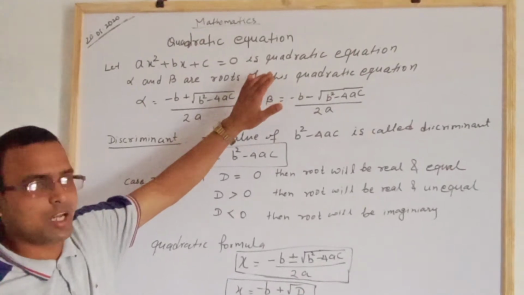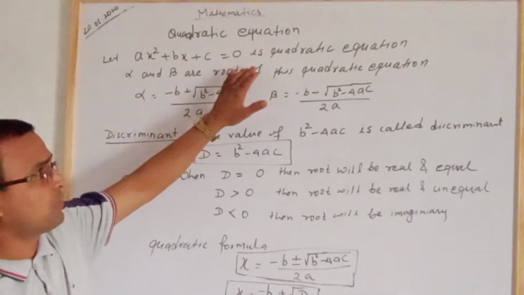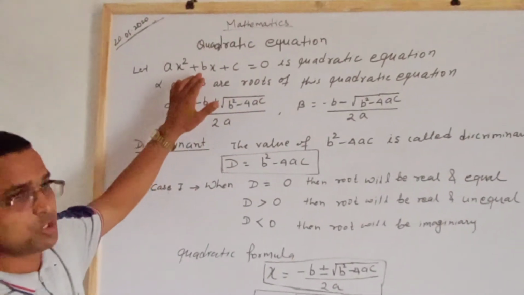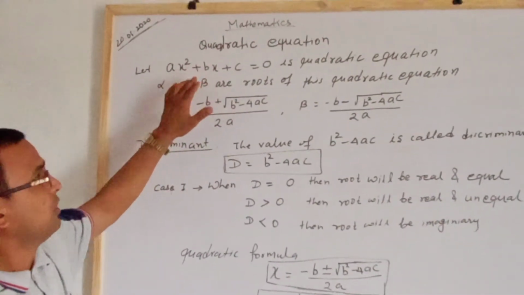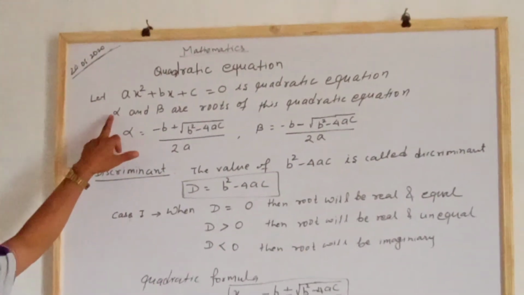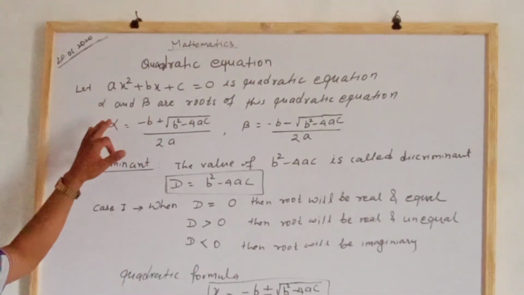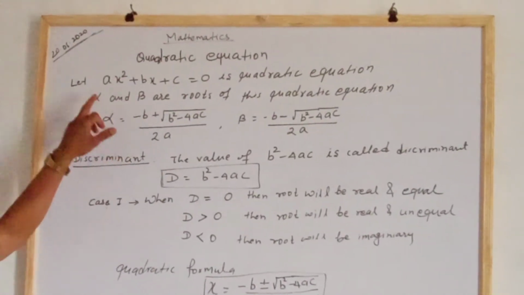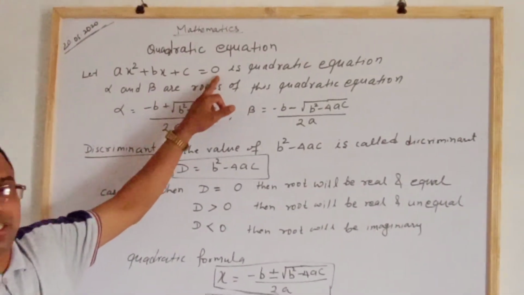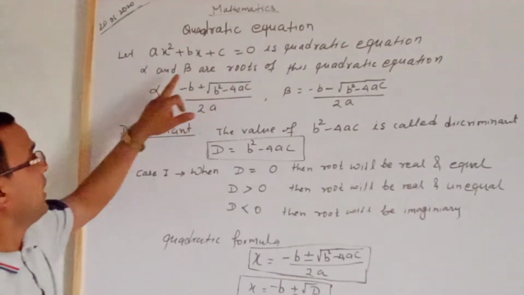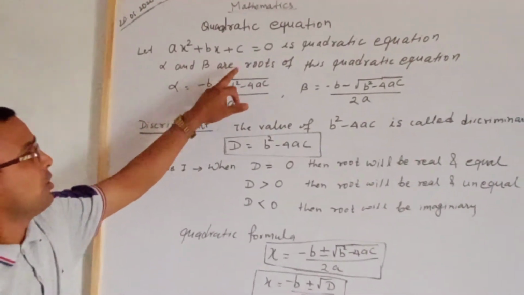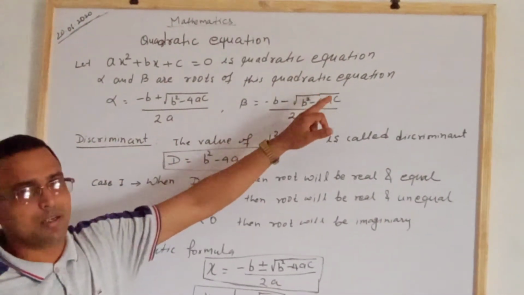In previous classes I have taught you the process of checking the quadratic equation. So today I will teach you about the roots of the quadratic equation. Suppose ax² + bx + c = 0 is a quadratic equation, and alpha and beta are the roots of this quadratic equation.